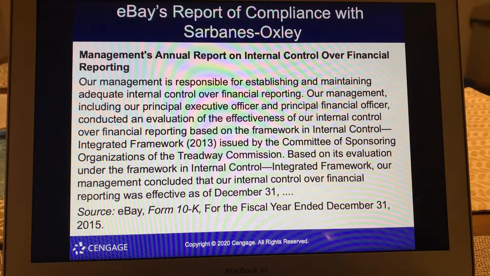Our management is responsible for establishing and maintaining adequate internal controls. I won't go through and read that entire paragraph, but NAPI usually does fill out something like this just so that the stakeholders and equity partners know and have confidence in what goes on within the company. So this is usually put out.